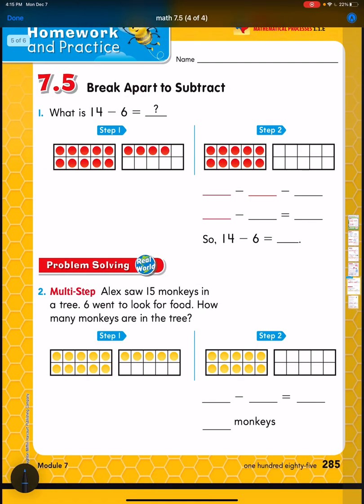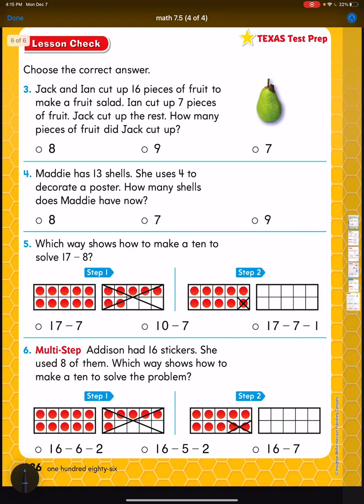You are going to do this yellow homework page and this yellow homework page, and you are going to attach it to your Google Classroom assignment, and you will be done with math for the day.